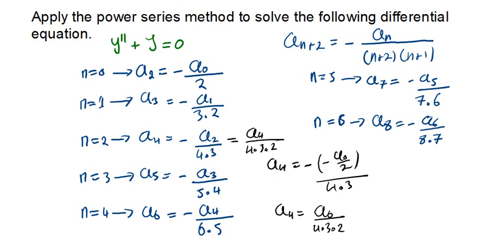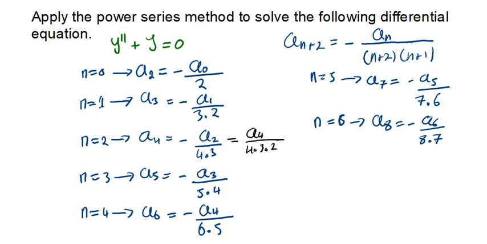Okay, so let's see if we can break more of these down. If you observe here where you have a sub 5, a sub 5 is equal to a sub 3. What is your a sub 3? It is equal to a sub 1, and since I have negative and negative, it is going to be positive, so I can write this as a sub 1 divided by 5 multiplied by 4 multiplied by 3 multiplied by 2, like that.